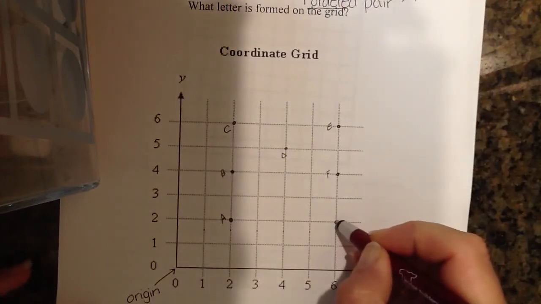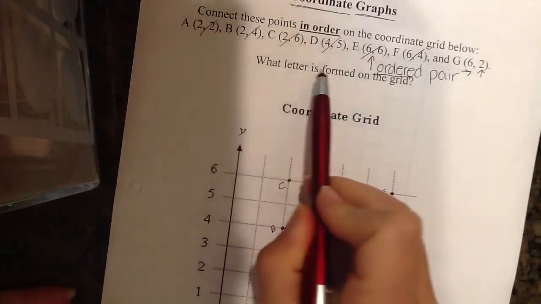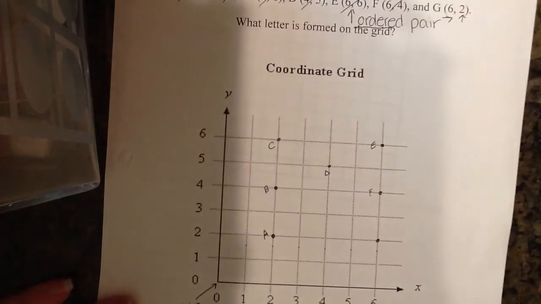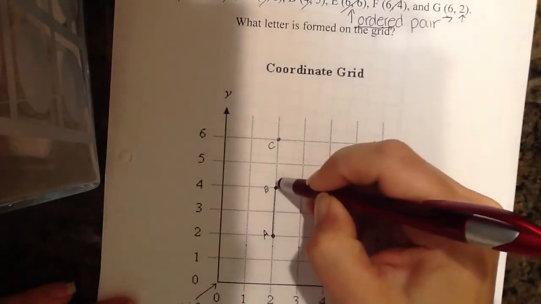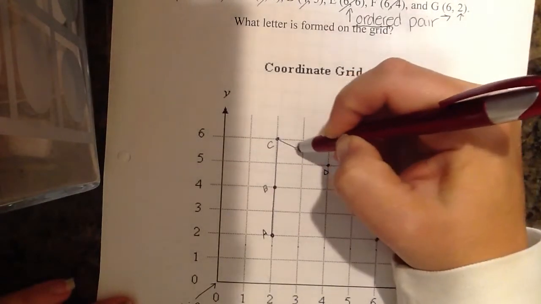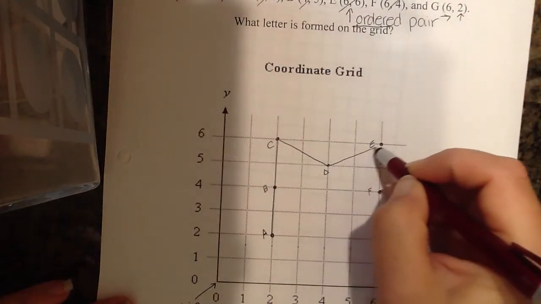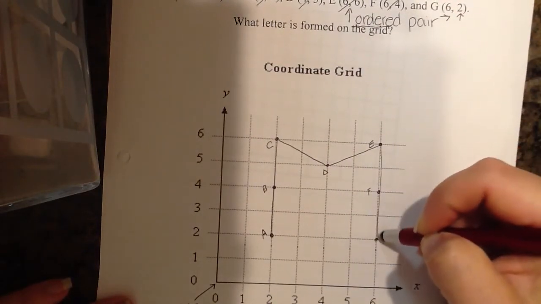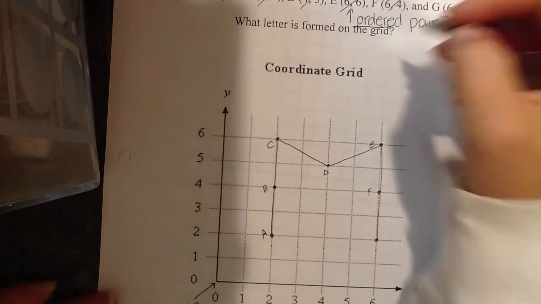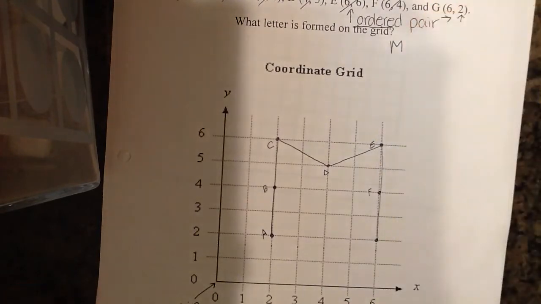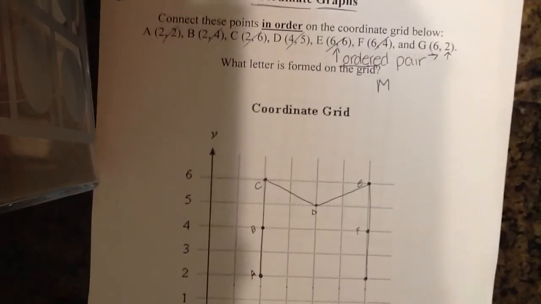So it now says I have to connect them in order. I started with A, then to B, then to C, then to D, then to E, then to F, G. So what letter did I make on the grid? M.